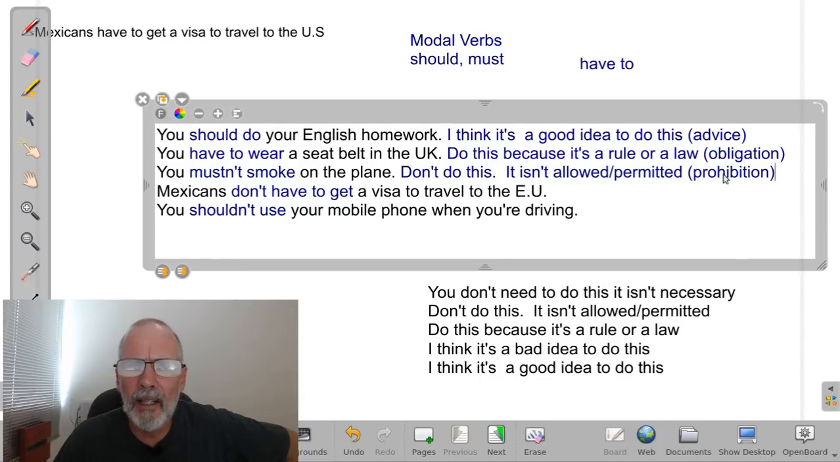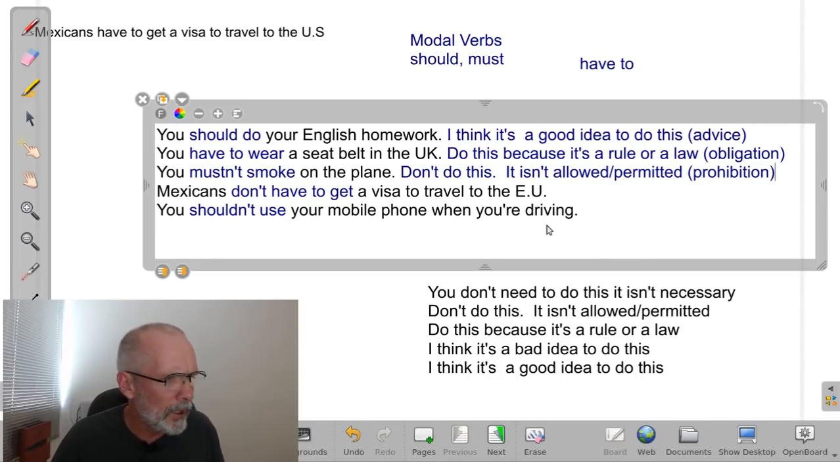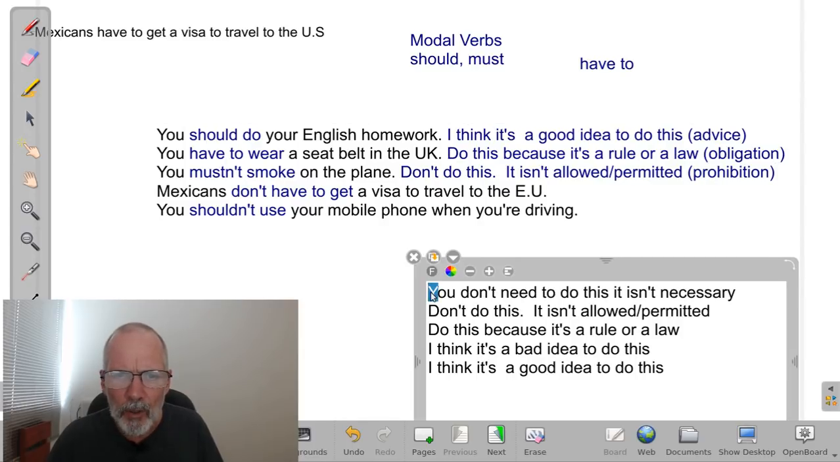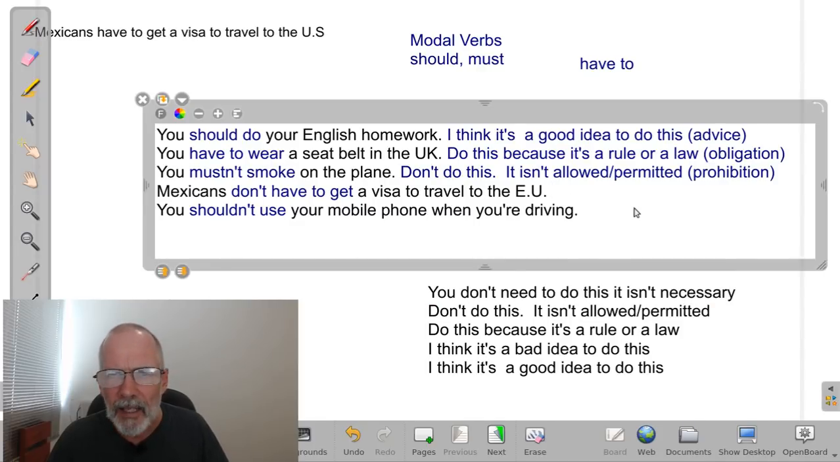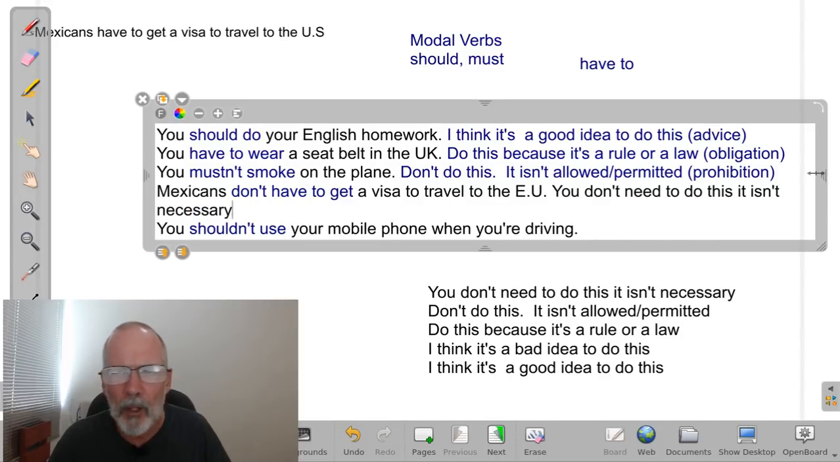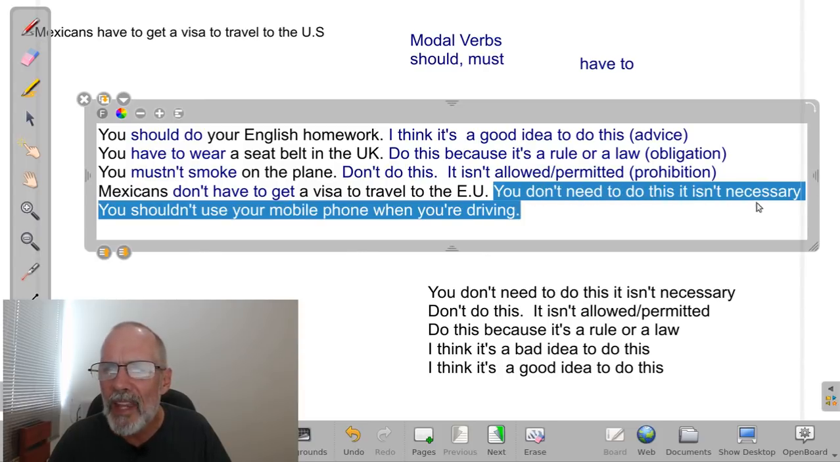Good. The next one then is Mexicans don't have to get a visa to travel to the EU. The first one, yeah, this is the first one. Good. You don't need to do this. In a minute we'll look at some more of this grammar, but basically, let's see if I can move this right across here. It's not necessary.